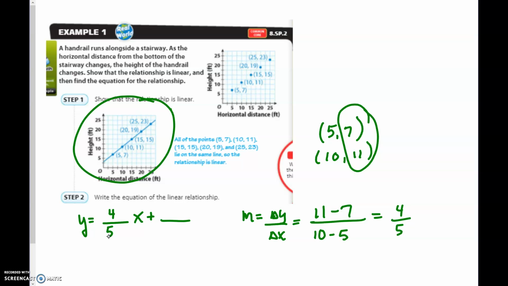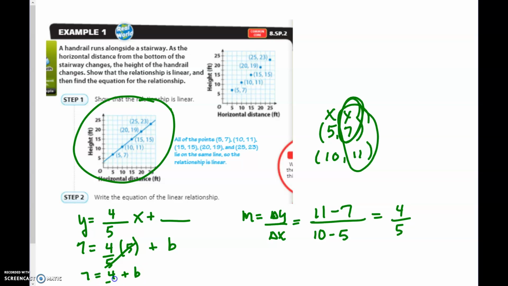So if my slope now is 4/5, pick any ordered pair, and it doesn't matter which one you pick. I am just going to pick this first one, x, y. Y is 7. So 7 equals 4/5, and then I'm going to put in a 5, plus b. So go ahead and grab your calculators and do your math. 5 on top, 5 on the bottom, they cancel out. So 7 equals 4 plus b.